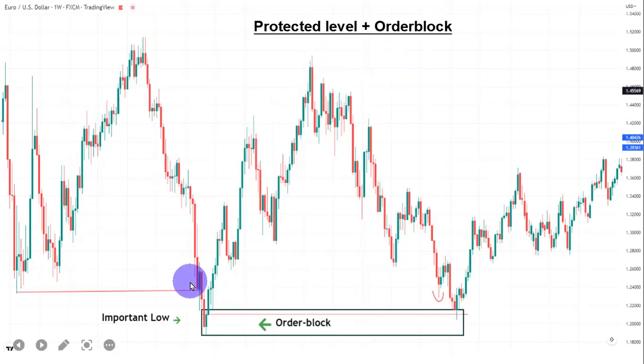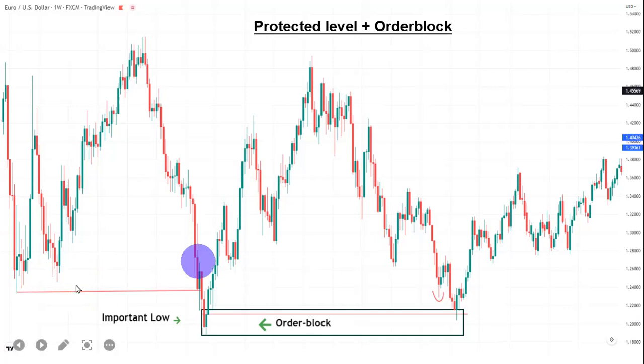So what is the protected level, guys? The protected level is a very simple concept. When we talk about our market structure, that is how you get to understand the protected level. So we have a low right here, which is actually a liquidity point. Sorry guys, this is your relatively equal low, because this low didn't take out this low. So this is a liquidity point, a very good one at that.